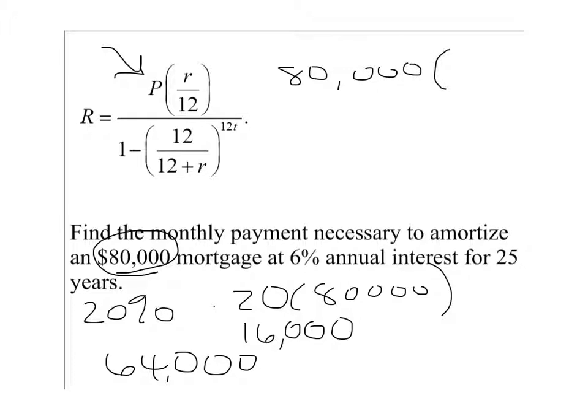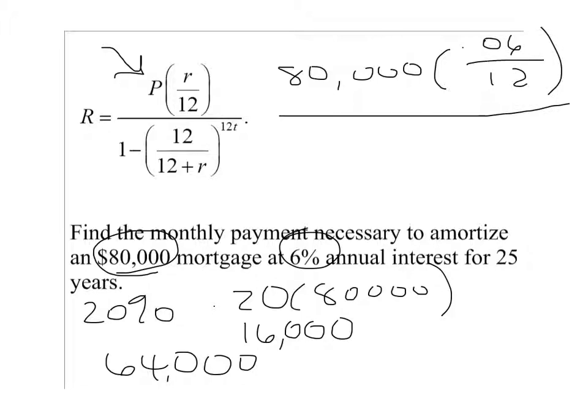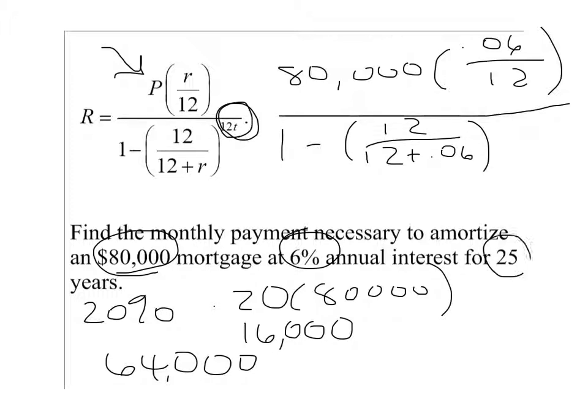And your R is your interest rate, just like in everything else we've done. So you have two pieces to this formula. You have the top and you have the bottom. So we're going to put our R in there just like we did the top. Now, this last part, this 12t, this exponent, the t stands for time, so that would be 12 times 25, and 12 times 25 is 300, so 300 is going to go right here.